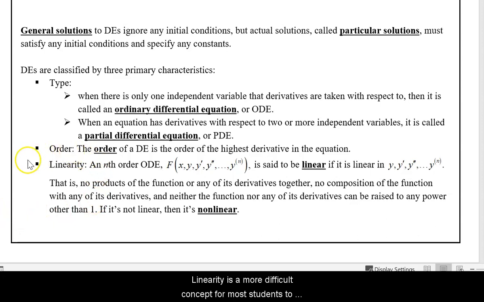Linearity is a more difficult concept for most students to understand because students tend to think of linearity as, of course, lines, since that's what the first four letters spell out. And it is, in a sense, related to a line, in that lines do represent linear equations. However, linear to a mathematician does not just mean line. There's another meaning to the word linear.